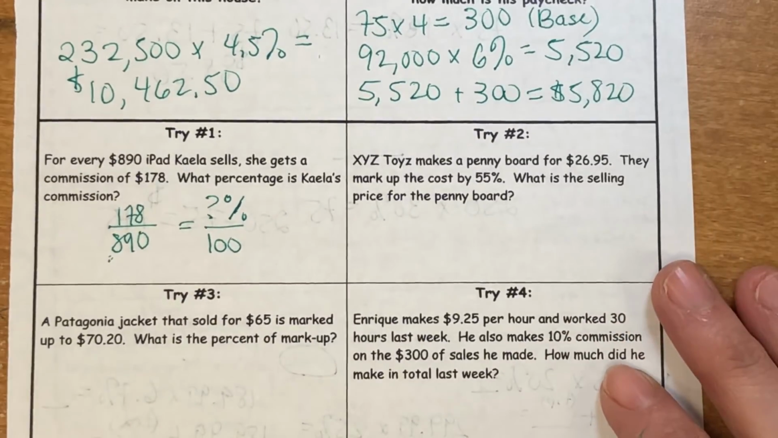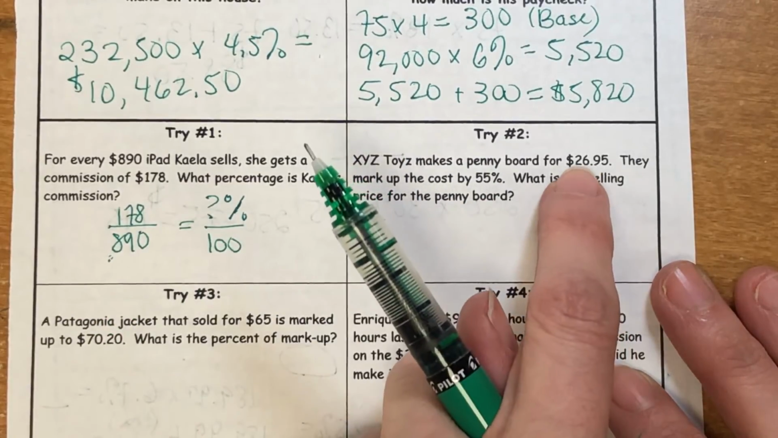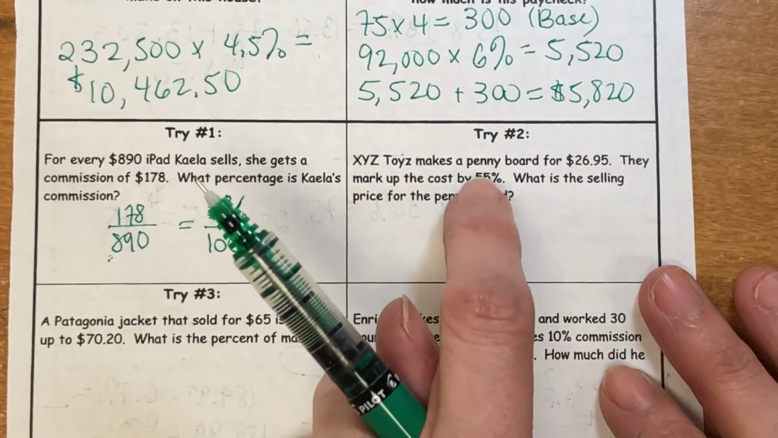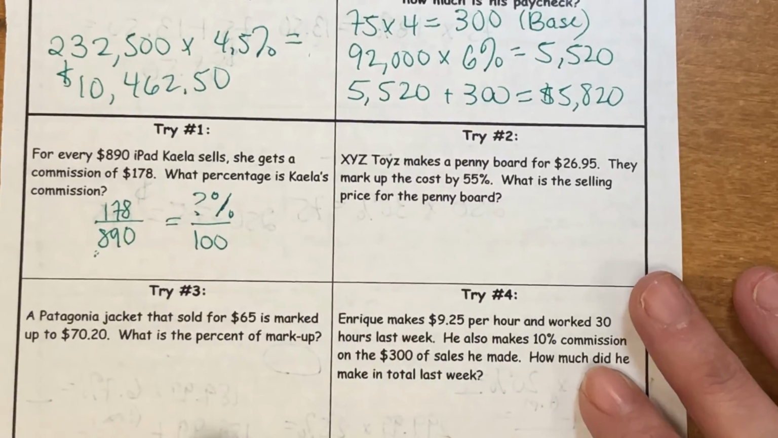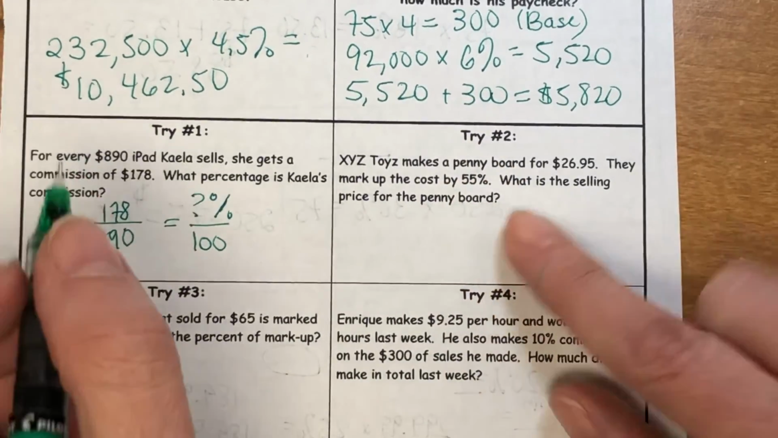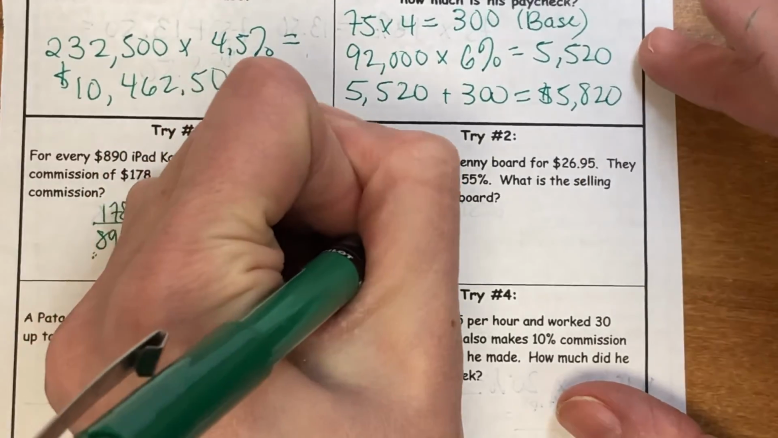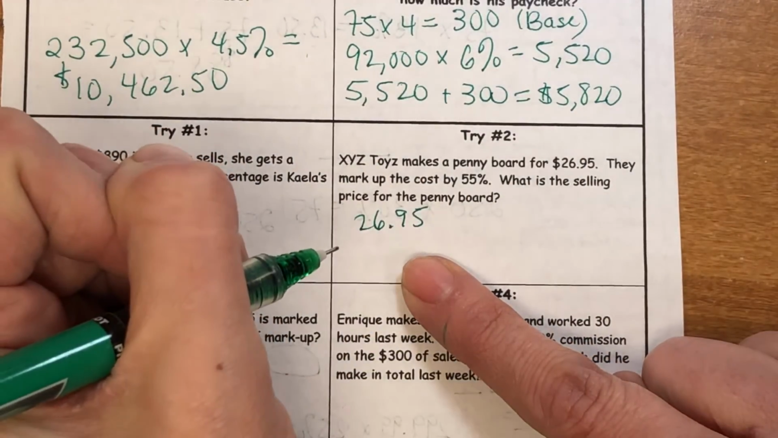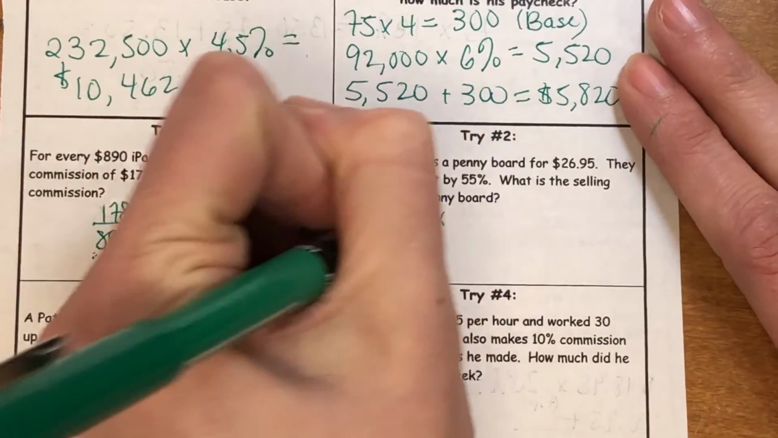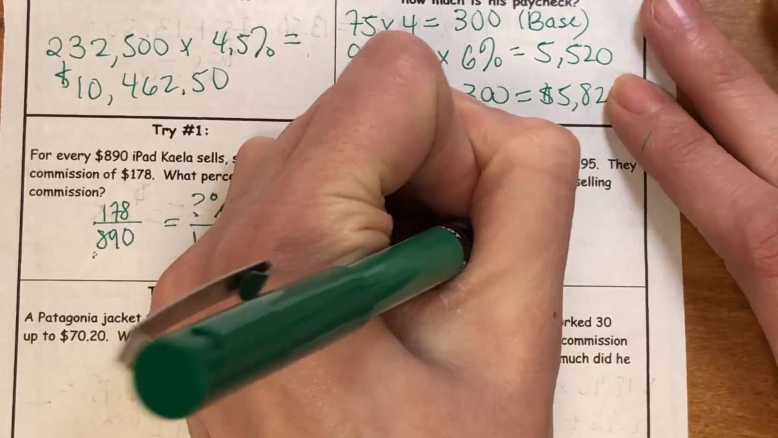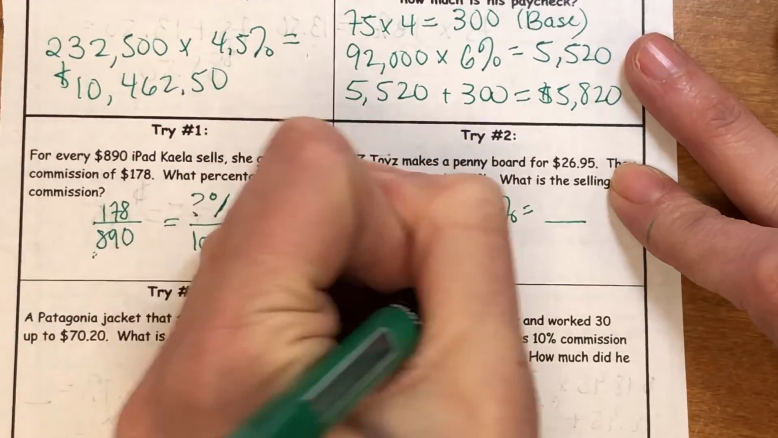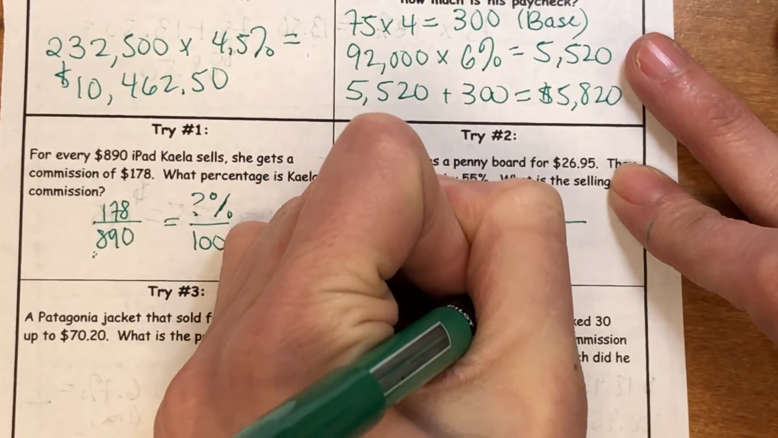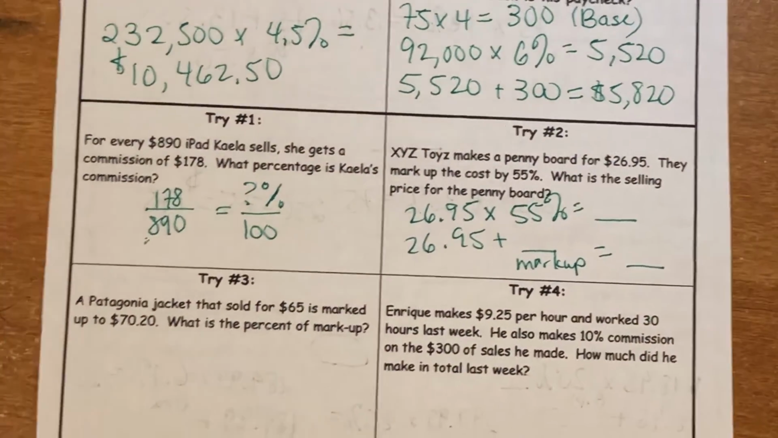Number 2, Troy's XYZ Toys makes a penny board for $26.95. They mark up the cost by 55%. What is the selling price for this board? Okay, again, this is markup. So when you're doing markup, you want to take your price, what they're going to buy it for or make it for, and multiply that by the percentage. Okay, this is going to be your markup. Then you take your price and add whatever the markup is, okay, to get your total. So that was number 2.